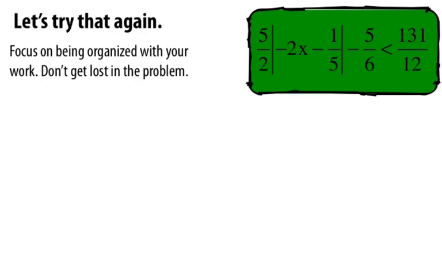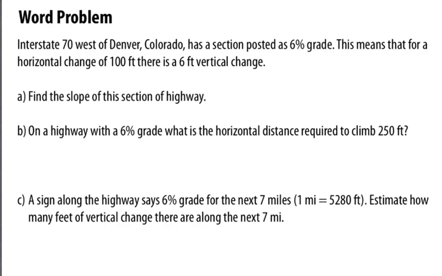Let's come back to this one because we've already tried one. Let's do some other ones that I want to make sure we get a good review of. This one is a word problem involving slope and lines, since one of our main sections was about linear equations. It says, Interstate 70 west of Denver, Colorado has a section posted as a 6% grade. What this means is that for every 100 feet you travel horizontally, you've risen 6 feet, or declined 6 feet, depending if it's up or down. What's the slope of this section of highway?